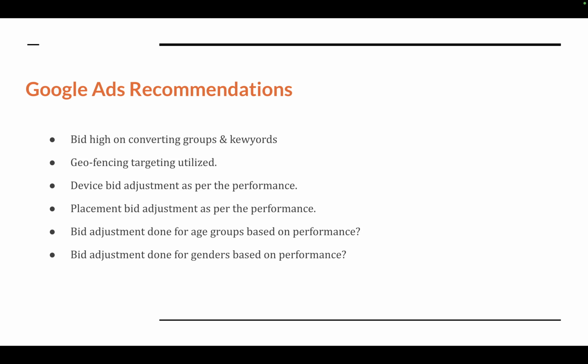Now you can give the recommendations like bid heavily on converting groups and keywords. Do not provide all the keywords one by one just because you want to work on this project, right? Then geofencing targeting utilized, device bid adjustment as per the performance, placement bid adjustment as per the performance. I have added some random points so the client understands, yes, we know something about the project, but at the same time, I don't want to reveal all the insights of this account to the client, because these are the tricks of the trade. You cannot simply provide your trade tricks to anyone so easily, right? And then bid adjustment for age group, bid adjustment for gender based performance. This is something which you're asking the client if this is actually happening on Google Ads.